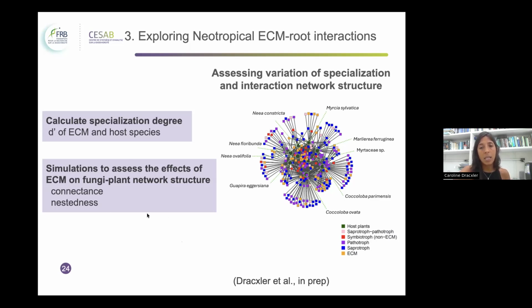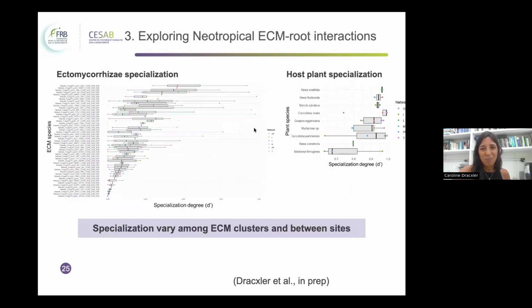and nestedness. And we chose these metrics because connectance shows how densely connected the network is. So it's a measure of the realized interactions out of all possible interactions in the network. And nestedness also shows a bit of how the network is organized in a hierarchical way, how specialists connect to a subset of generalists. Okay, now we can go.